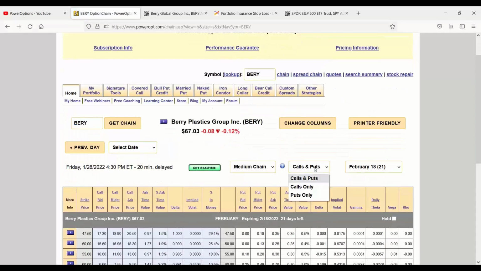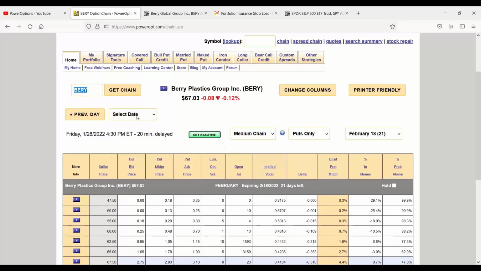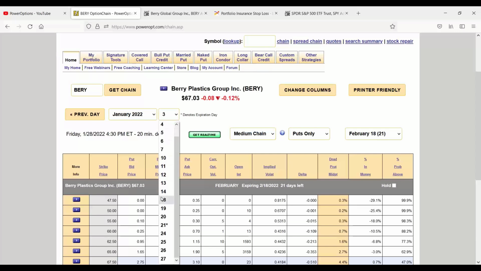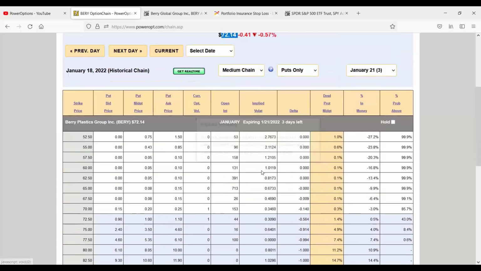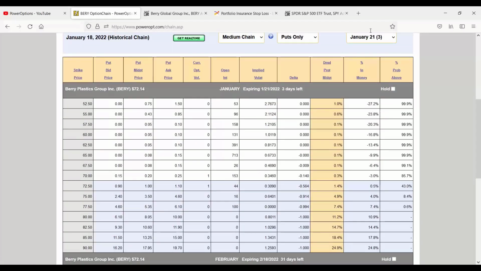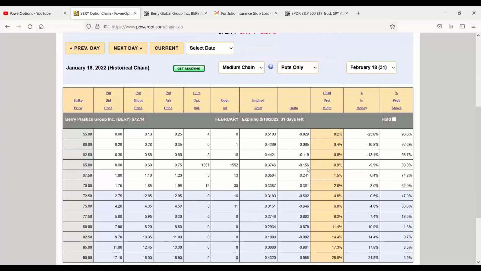Of course, we're on our trial account here, so I'm going to see puts only. And we're going to go back in time. During the trial, you have 3 months access to the historical backtesting and the historical option chain. We're going to go right back to the 18th. Okay, and the stock was at 72.14. And I'm sorry, I want to go to February, which was 31 days out. Again, we don't have weekly options on this particular stock position.